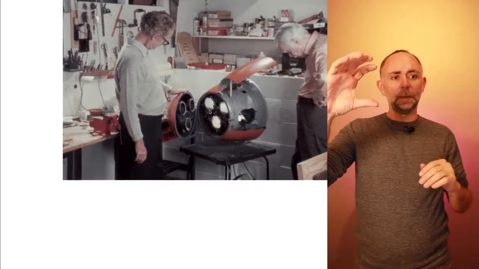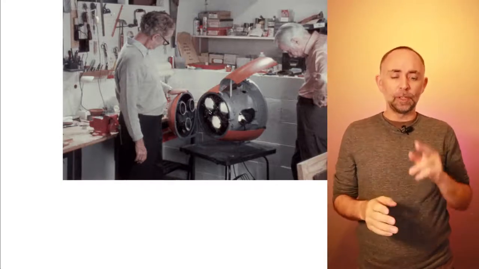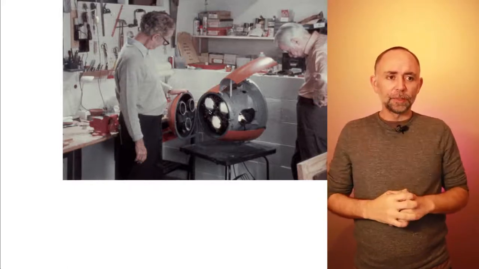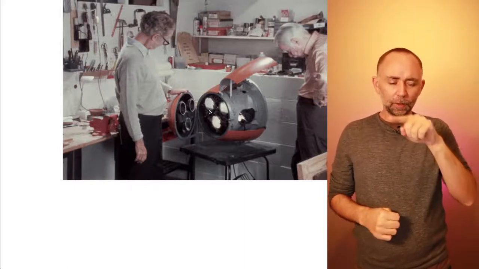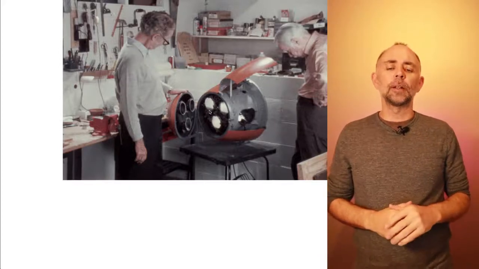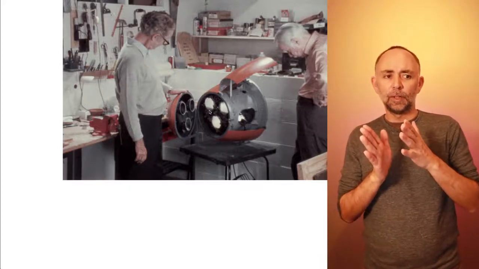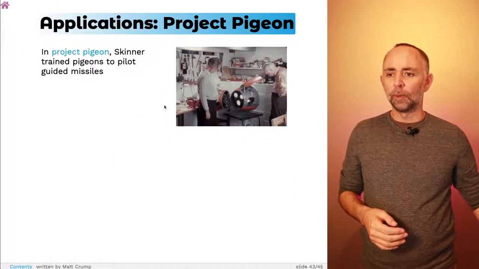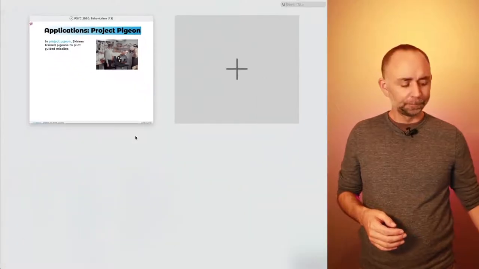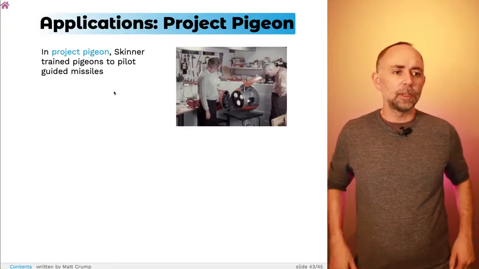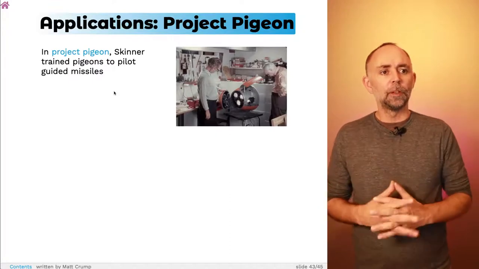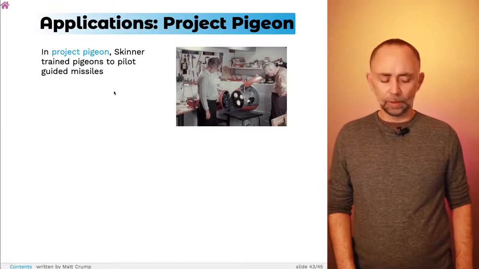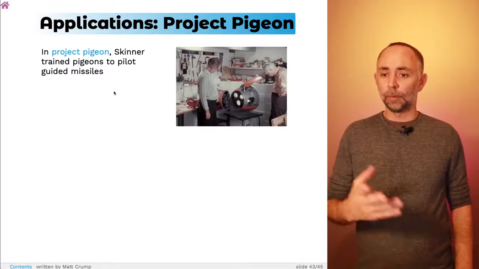If it was embedded at the tip of a missile that was flying somewhere, and the pigeon knew what it was looking for by looking through these circles, if it was trained properly, it could start pecking and guide that missile towards a target. And if you want to learn more about that, go ahead and click on that link. So Skinner was interested in developing practical applications of his animal research for all sorts of things like this.